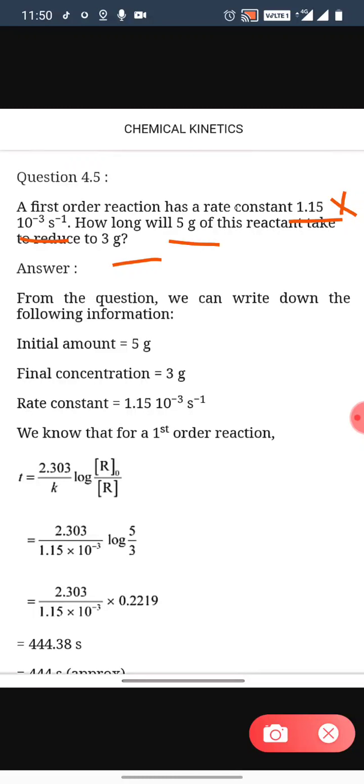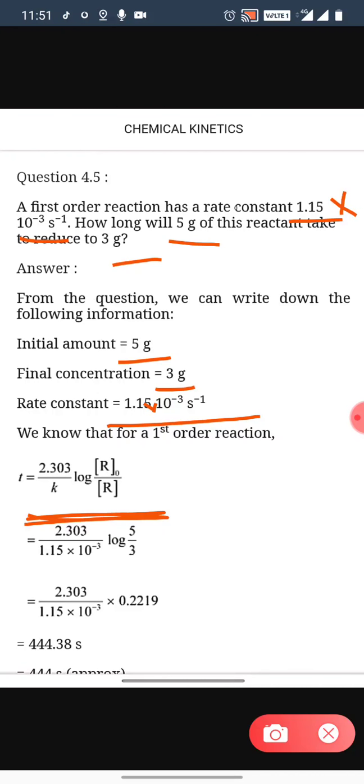So from the question we can write down the following information. Initial amount is 5 gram, final amount is 3 gram. The rate constant is this. Again reminding you, there should be a multiplication sign in between, which is missing here. We know the expression for the first order reaction is this. This should be on your tips, children.